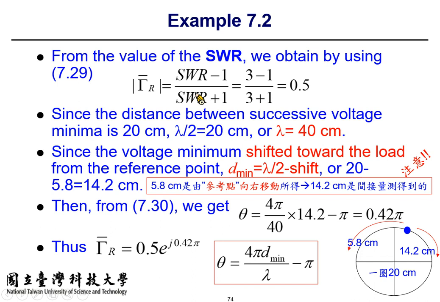So if we substitute this relationship, we find the angle theta, expressed in terms of radians. For a full circle, you have 2 pi radians. So in this case, the theta angle will be 0.42 pi, which is a little bit less than half pi.